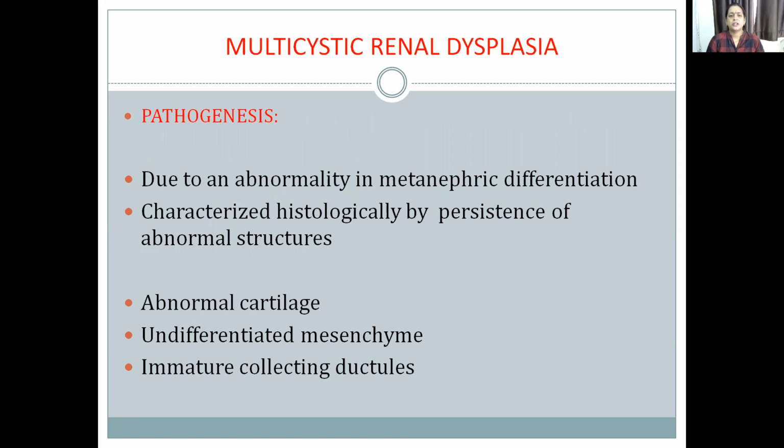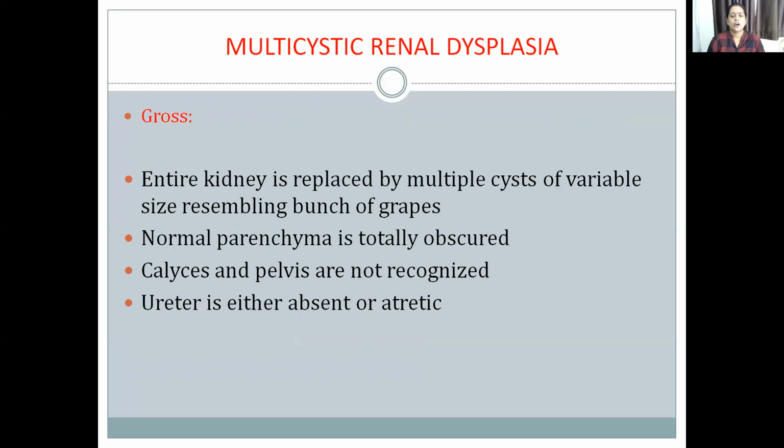So what is the pathogenesis? Whenever there is an abnormality in the metanephric differentiation, there is persistence of abnormal structures. So these abnormal structures or primitive structures can be seen in the kidney when you do a hemisection or on gross itself. So in the microscopy, you find abnormal cartilage, undifferentiated mesenchyme, and immature collecting ductules. So the gross looks like a bunch of grapes because of the cysts. Then the normal parenchyma is totally obscured. Because of this, the calyces and the pelvis are not recognized. The ureter is either absent or atretic.